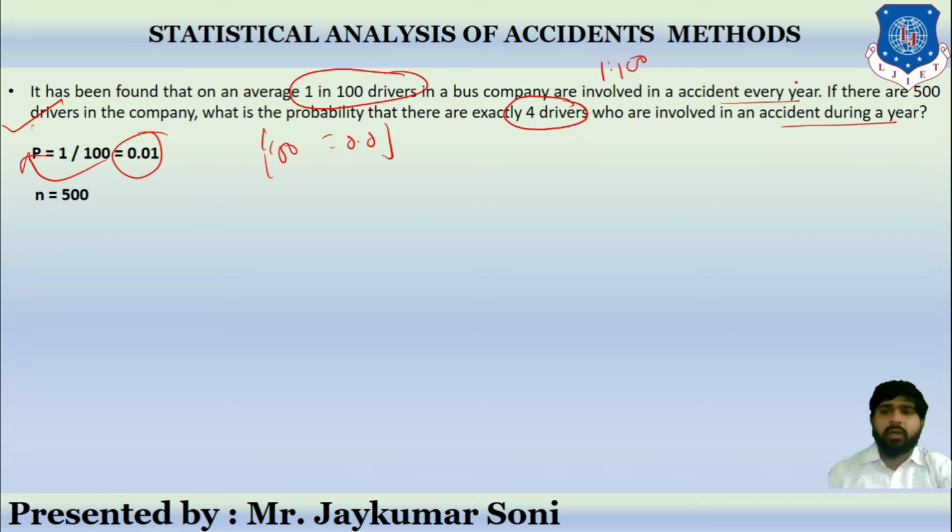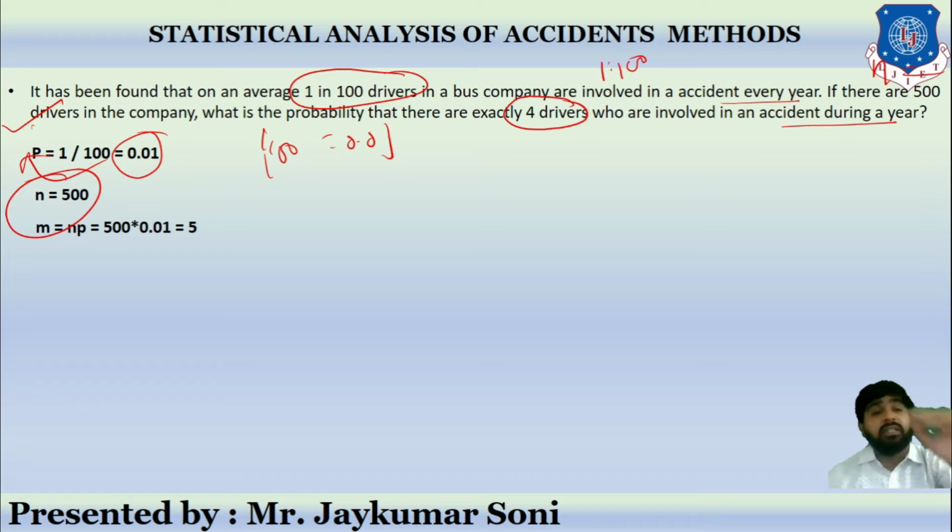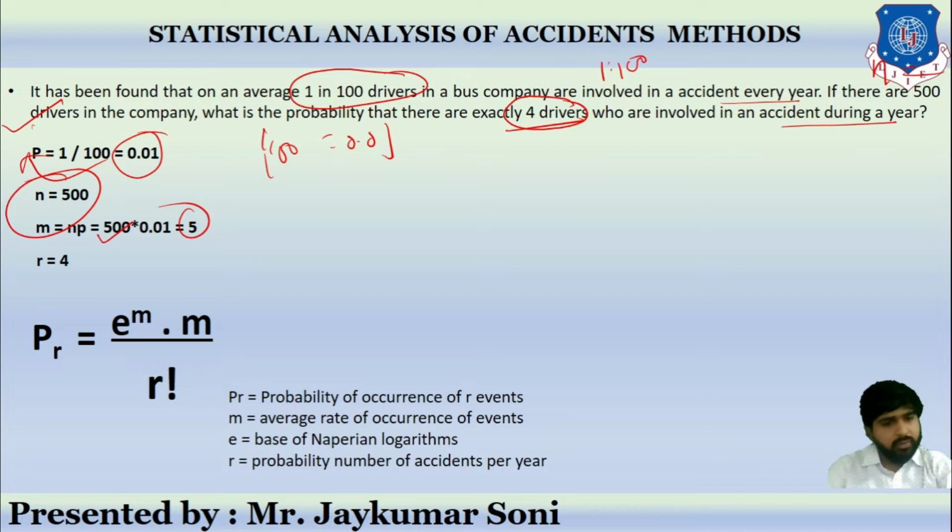We have been given the total number of drivers, N, as 500. The equation for m is m = n into p. So here n is 500 and p is 0.01, which gives us the value of 5. We have been given the value of the probability as 4, so r will be 4.